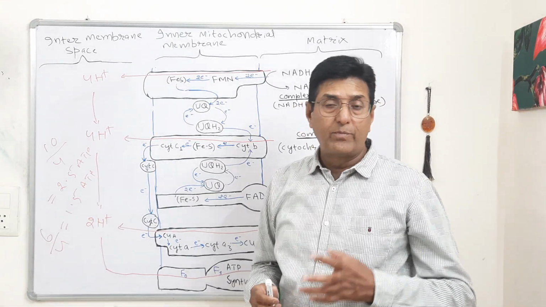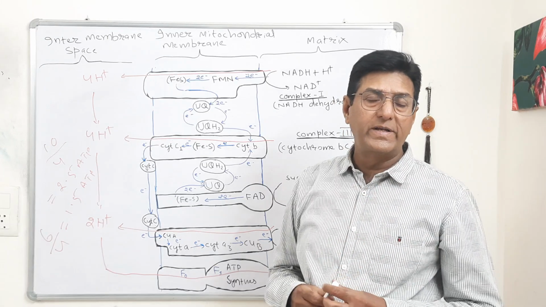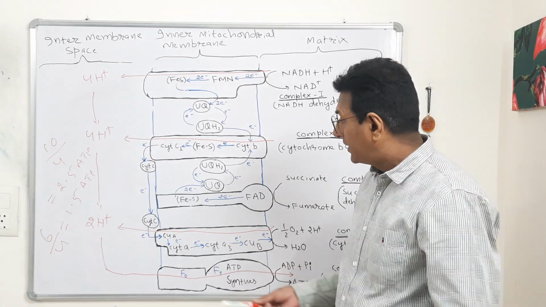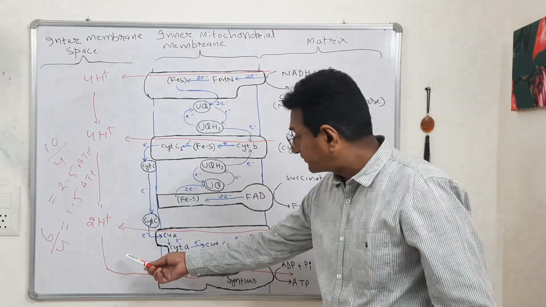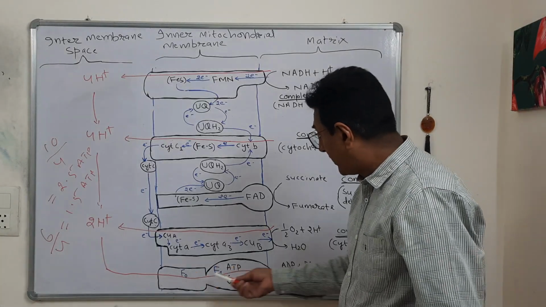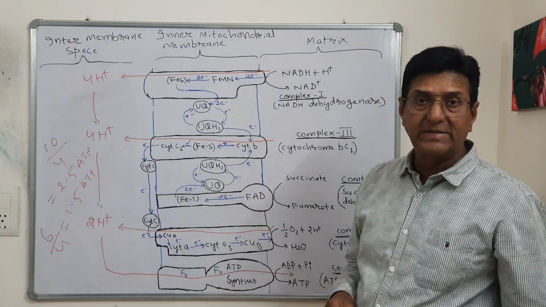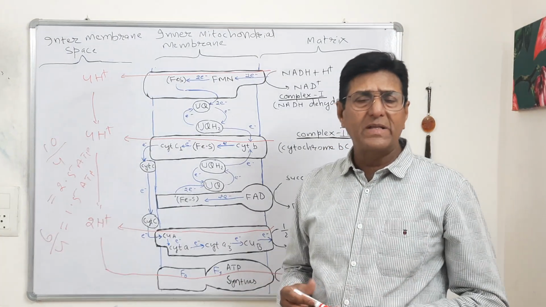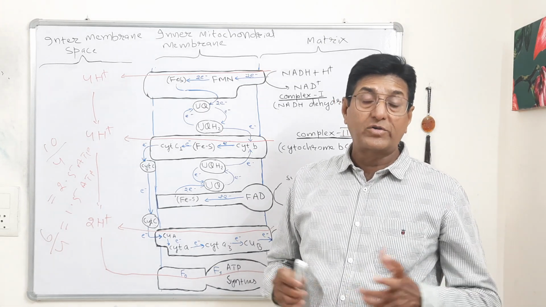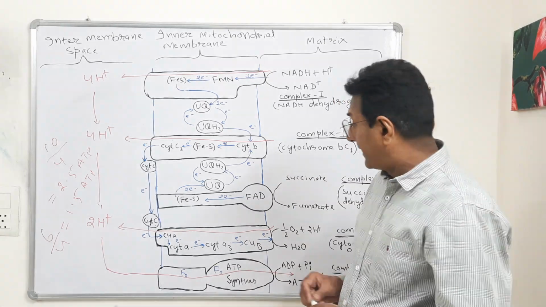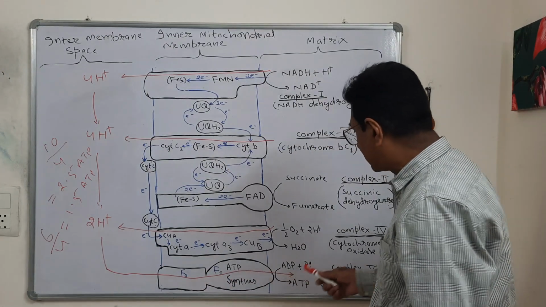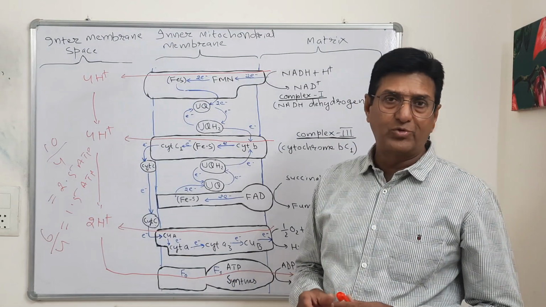a force, the proton motive force, is developed. By the effect of proton motive force, these protons move from the intermembrane space to the matrix through the F0-F1 particle, ATP synthase. The structure of ATP synthase I have explained in my previous video on oxysome. And when 4 protons move through this complex, 1 ATP is produced.